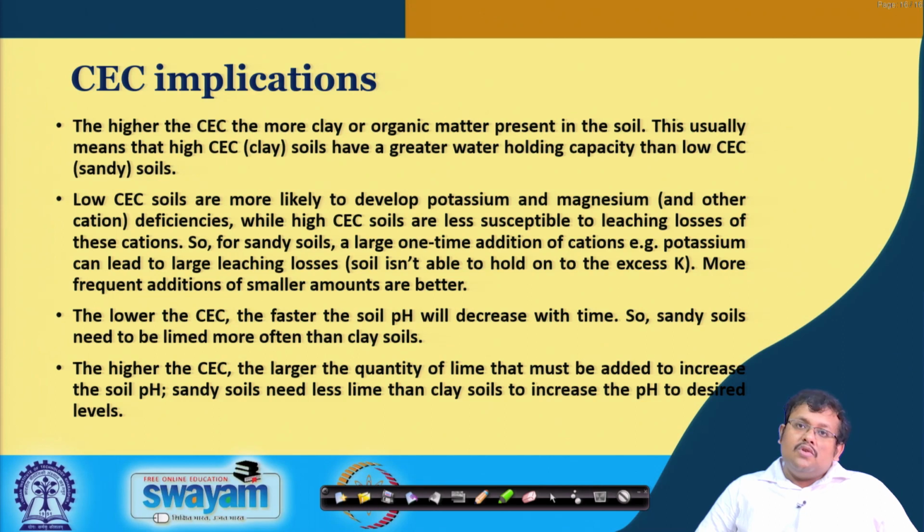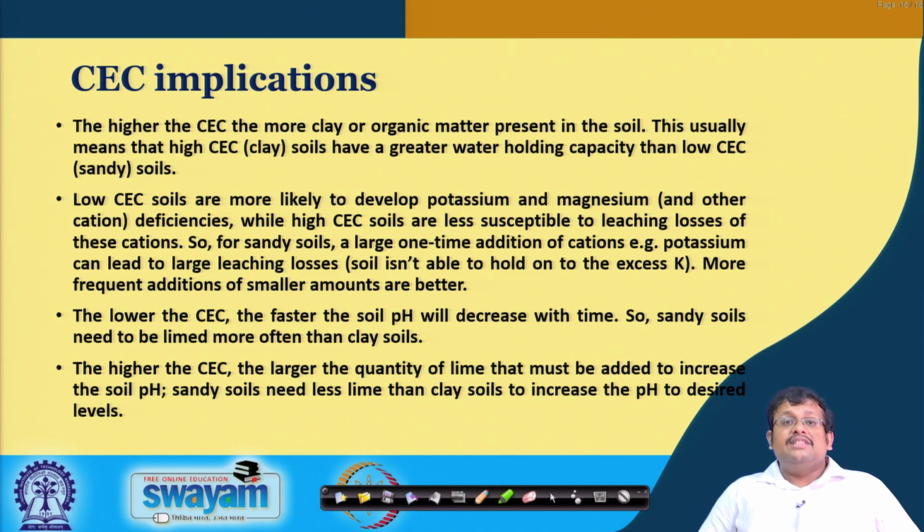Obviously, the soil with low cation capacity is more susceptible to leaching loss of those cations, because it cannot attract them. But in case of high cation capacity soil, it can attract them. So, you can apply one time. However, in case of soil with low cation capacity, frequent addition of smaller amounts of particular nutrients is important. So, the lower the CEC, the faster the soil pH will decrease with time.